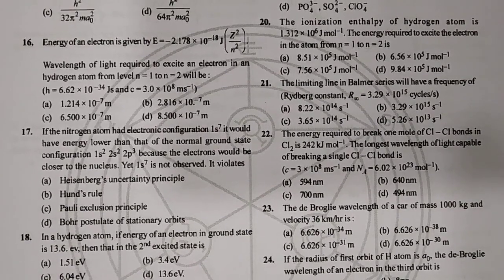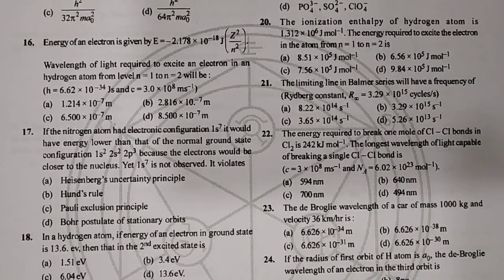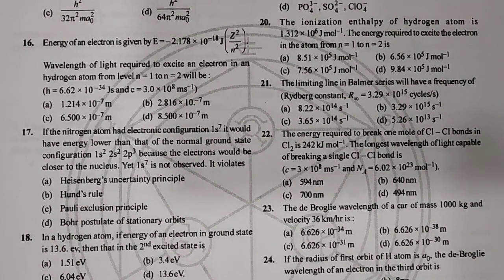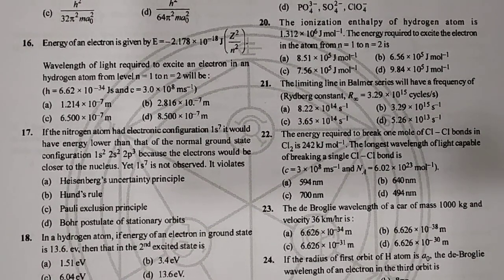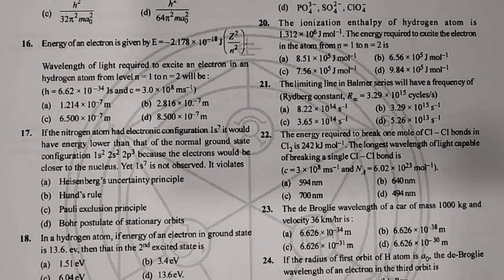Question number 16 on your screen. You are given E is equal to minus 2.178 into 10 to the power minus 18 joule z square upon n square. Wavelength of light required to excite an electron in hydrogen atom, that is n is equal to 1 to n is equal to 2. Your options on your screen.